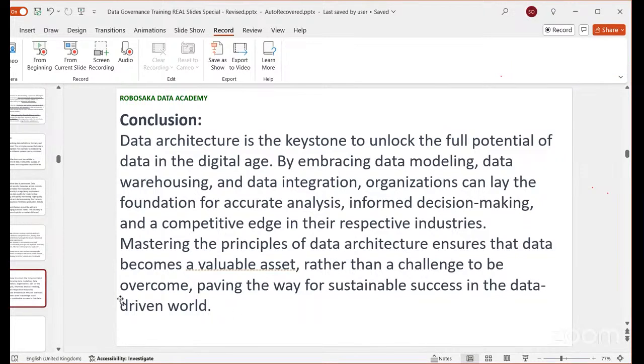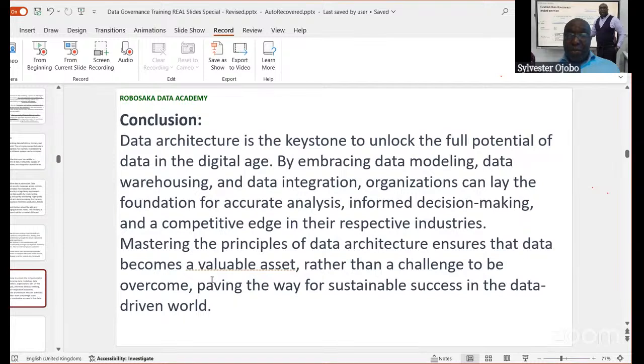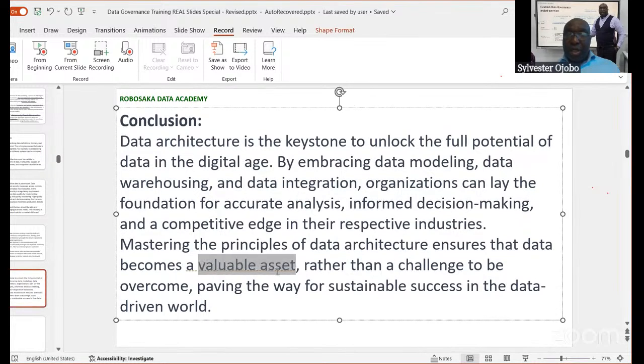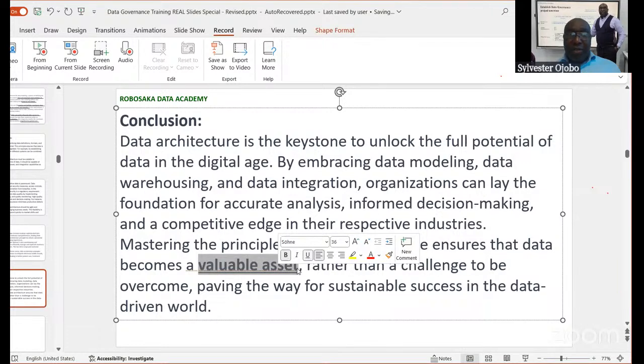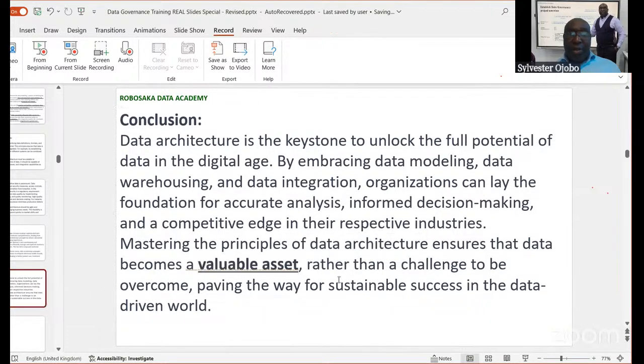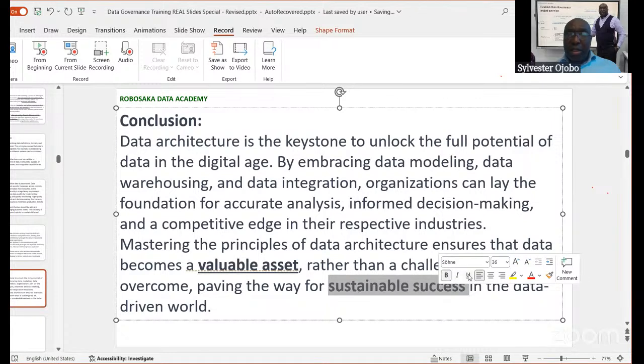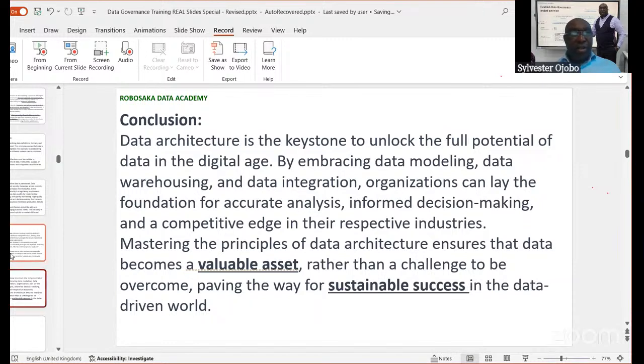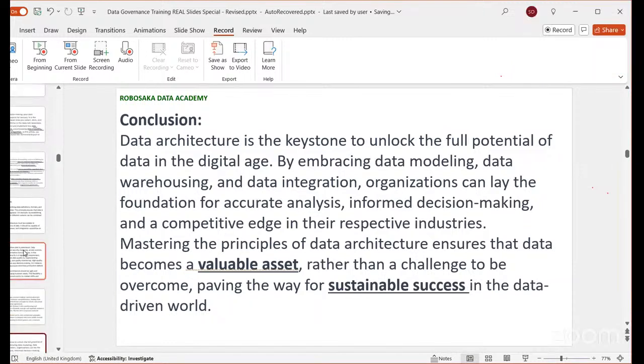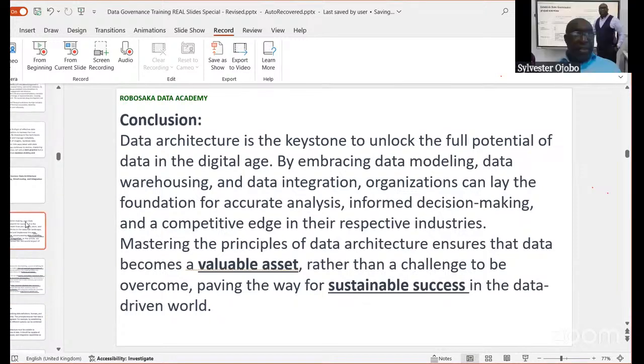you will ensure that data becomes a valuable asset, that's what everyone needs. So rather than a challenge to be overcome, it paves the way for sustainable success in the data-driven world. Is that okay, everyone? Yeah, it is okay. Okay. Any question, please?